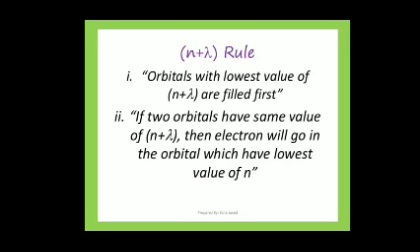This 2p orbital n value is lower than the 3s orbital. So the electron first enters into the 2p orbital, then after enters into the 3s orbital. If the n plus l value is the same for two orbitals, the orbital which has the lower n value has the lower energy.